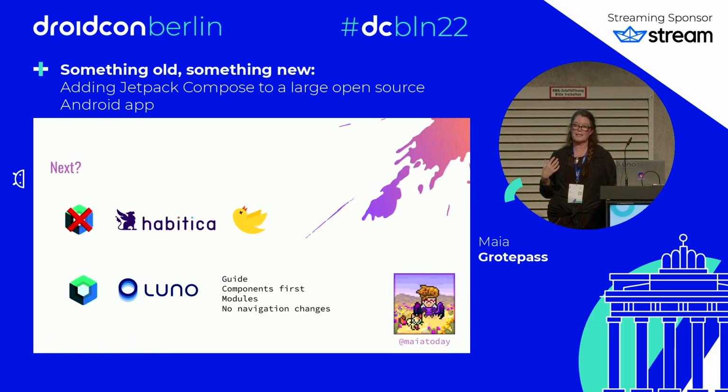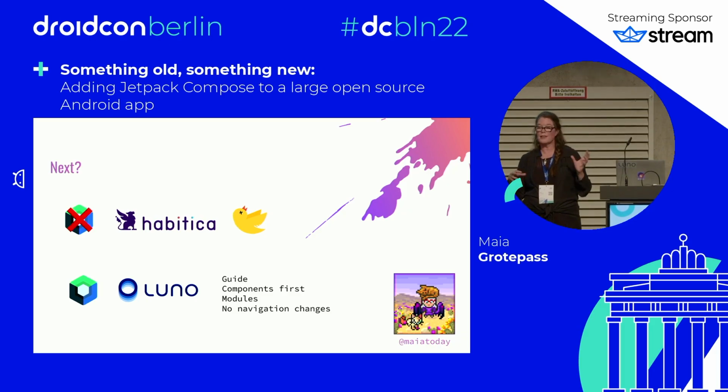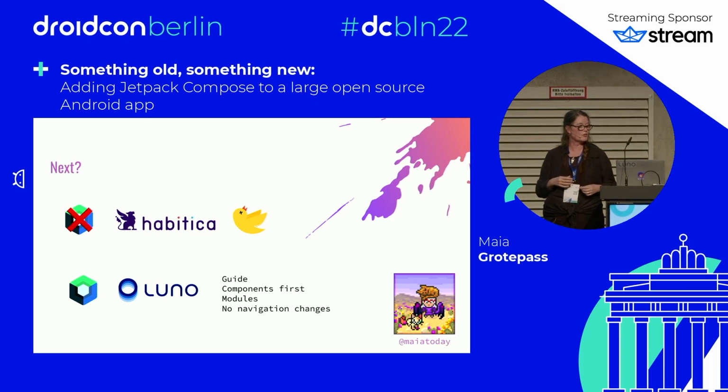So what's next? The Habitica app is not going to get my PR for Compose, and I will soon be fixing some memory leaks for them. At the Luno app, where we are at the moment, we've got the starting of Compose inside the app, we've got some guidelines, and our approach is going to be components first. We are in the process of modularizing. We have some modules, so it'll be a combination of composables inside modules and composables inside feature modules.